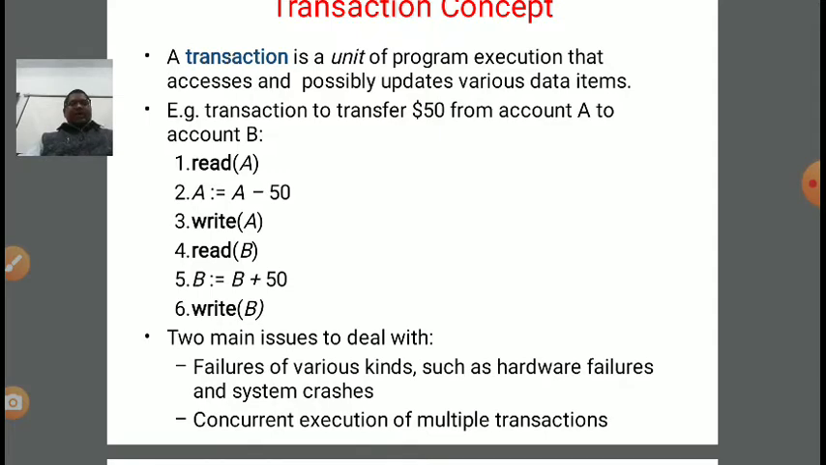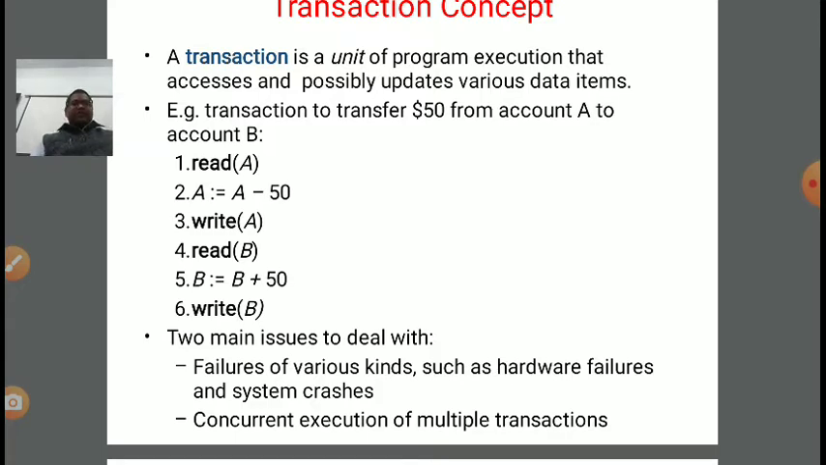Okay, now there are two main issues to deal with. First, failure of various kinds. Suppose the money is deducted from account A but it is not credited in account B. I think all the students watching this lecture face this problem: money is deducted from your account but it is not credited in the account of the person to whom you want to transfer.